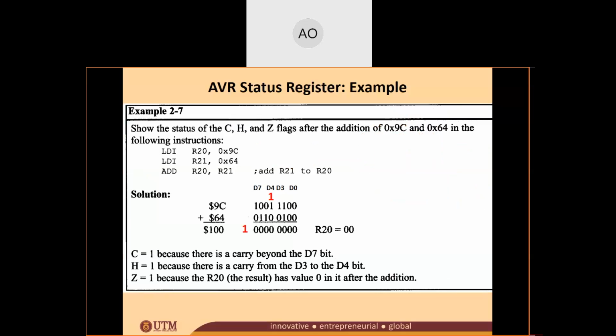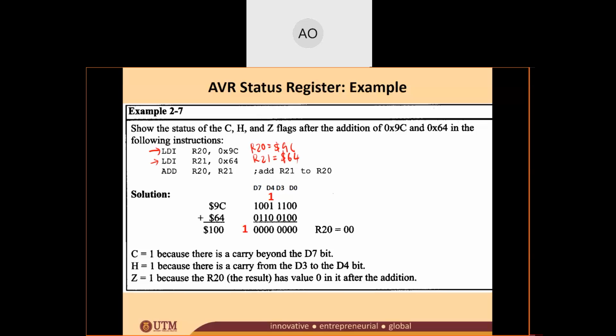Okay, let's look at another example. We have a few more examples here. Show the status of the C, H, and Z flags after the addition of 9C and 64 in the following instruction. Okay, so you do line by line. So this line here, what happens is R20 now has 9C and R21 after you execute this instruction has 64. Okay, and then you're going to add R20 with R21.